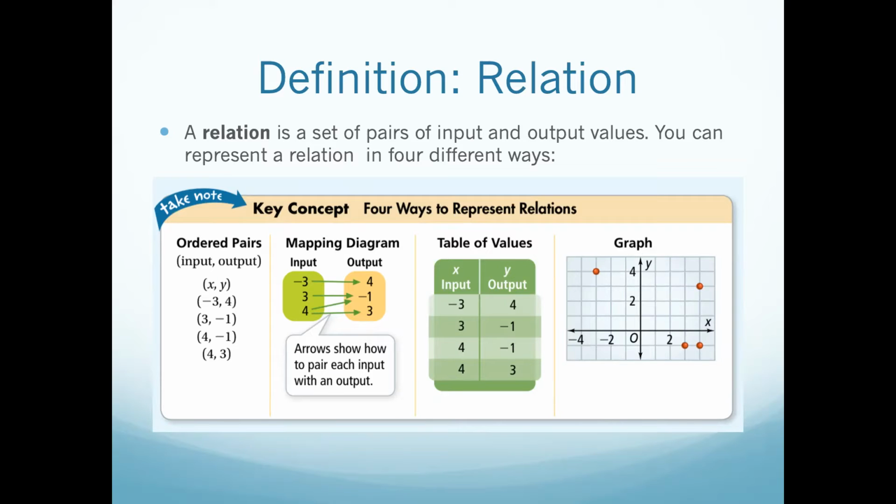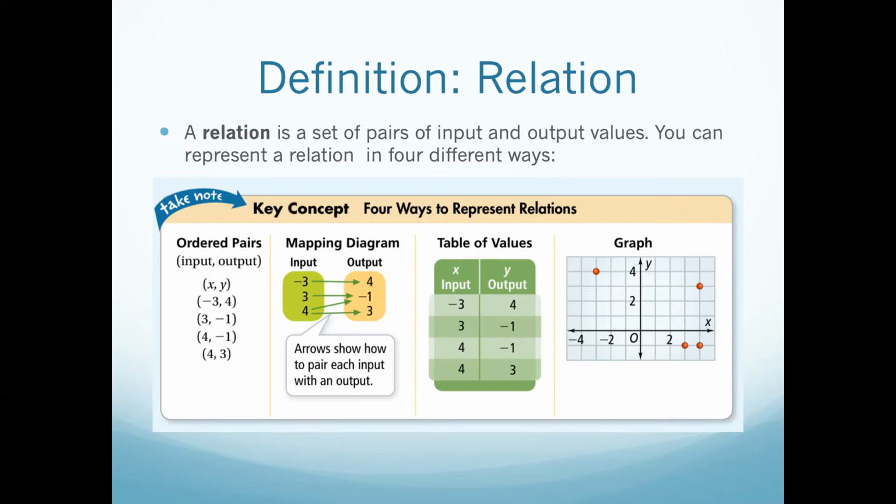Our first way is with ordered pairs. We're used to seeing these when we graph, where we have an x value and a y value displayed with parentheses around them. Our second way is by mapping. That's a list of inputs and a list of outputs with arrows going from an input to an output. It's called a mapping diagram. You might not have heard of that name before, but this idea of going from the input to the output you have seen before in an XY table, which is our third type of display of a relation.